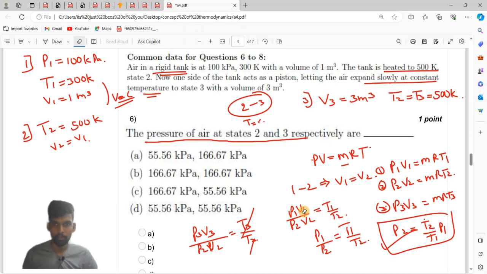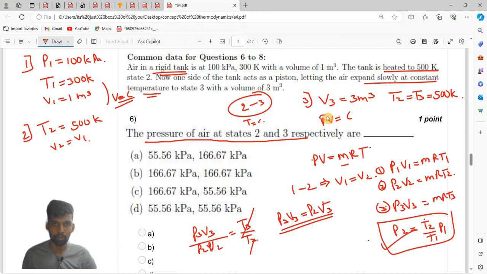Let me erase it so it will be clear to you. So P3 V3 is equal to P2 V2. That is the equation for an isothermal process undergone by an ideal gas, which is nothing but PV equal to constant. You need to remember this for the rest of your journey, because you will be using it so many times. It is applicable for an ideal gas undergoing an isothermal process. Ideal gas is a very important thing here, because you can't apply it for any isothermal process. Only when the fluid is an ideal gas, and that ideal gas is undergoing an isothermal process, can you apply it.